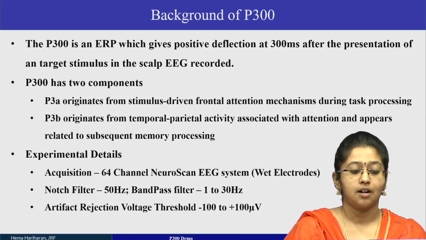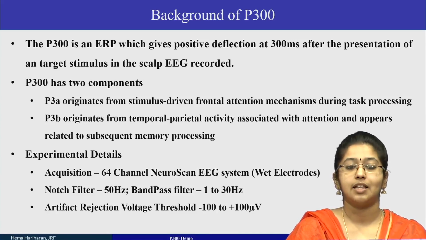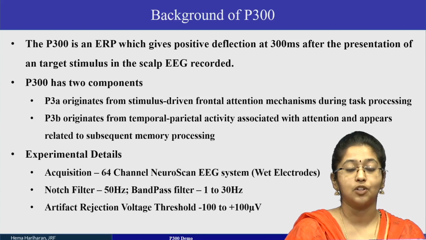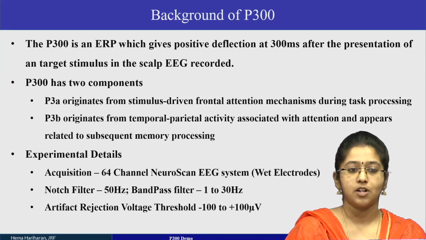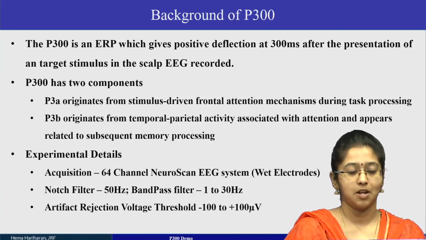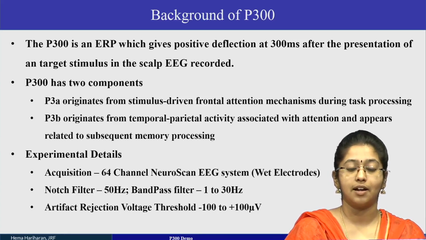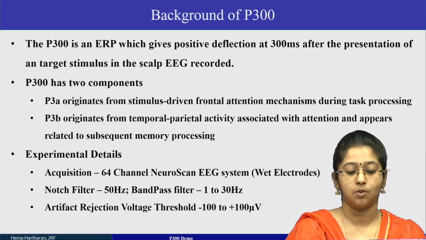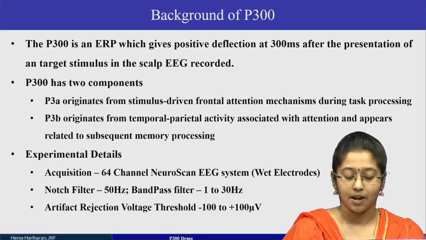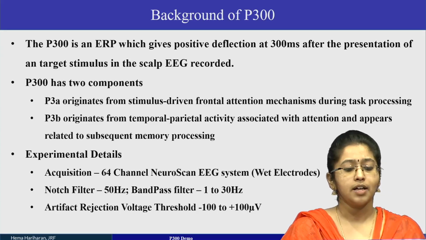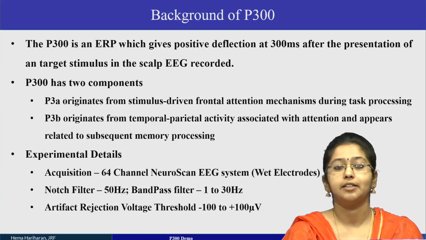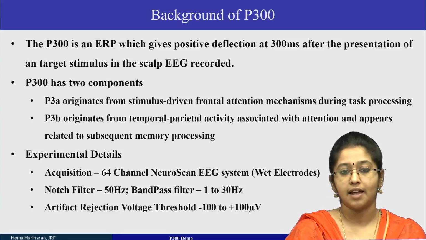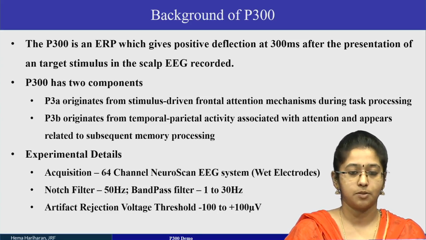How the experiment is conducted is that there are basically three stimuli. First is the standard stimulus that is usually given, and P300 is about the visual side, how we perceive whatever we see, and that is how it is recorded. There are two components in this P300: one is the P3A and the other is the P3B.